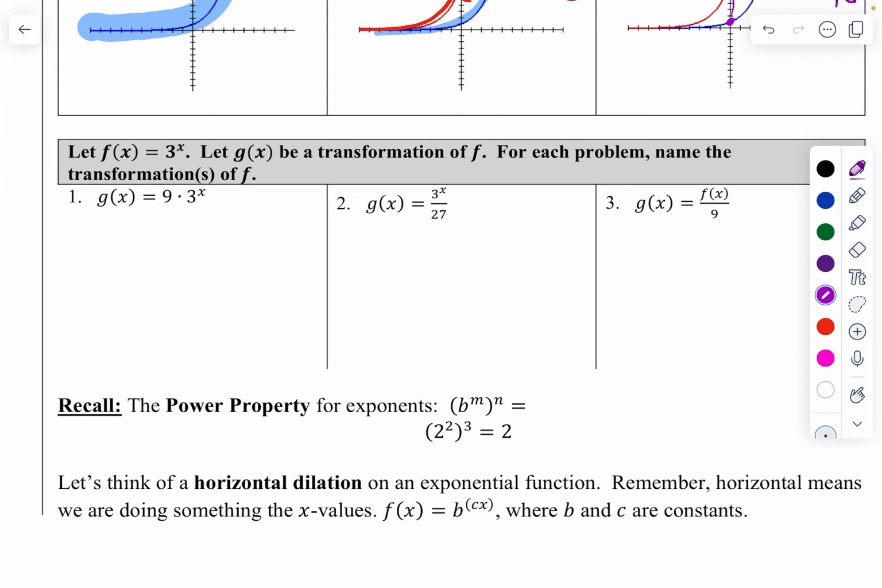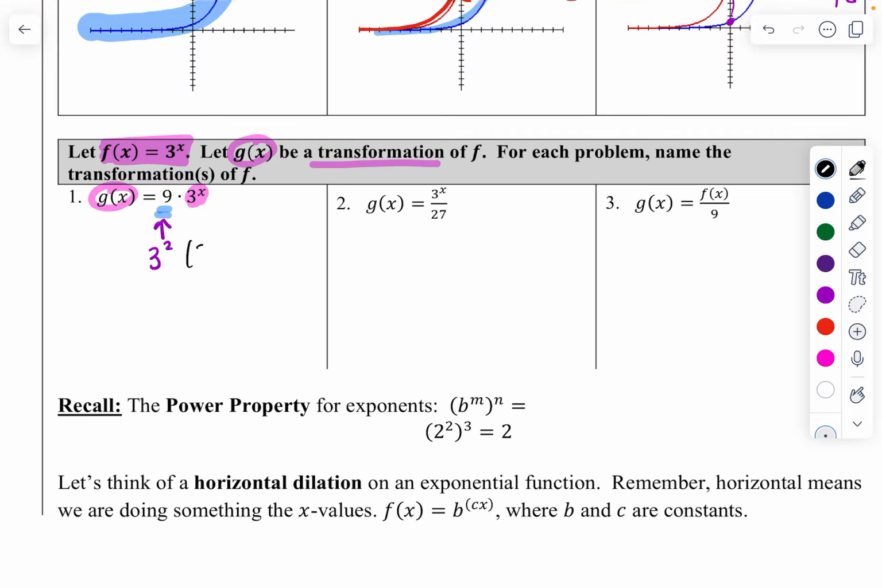Okay, so let's go ahead and look at this. I want you to keep in mind, let f of x equal 3 to the x power. Okay, so now we're going to let g of x be the transformation of f. So g of x, the transformation, is 3 to the x times the 9 here. So we're going to describe it in terms of what's actually happening. Well, if the original function was 3 to the x, is there a way that we can write the 9 in terms of a power of 3? Well, I can write this as 3 squared.